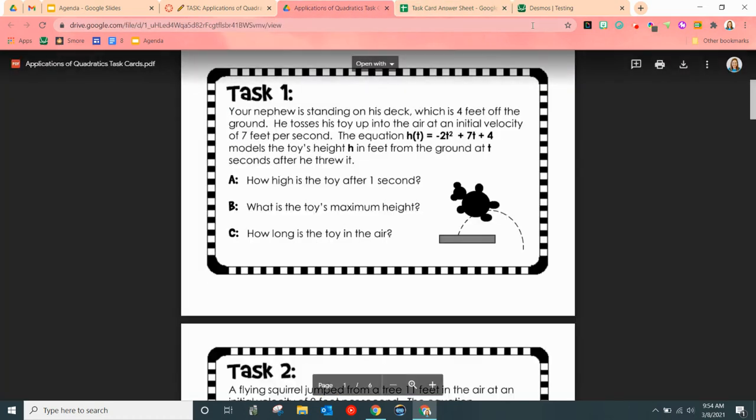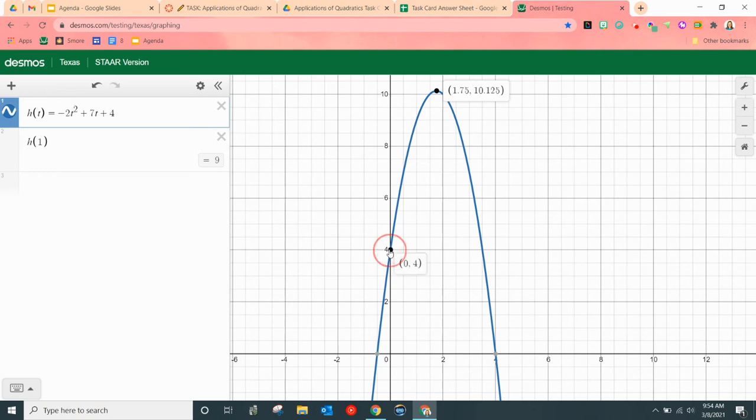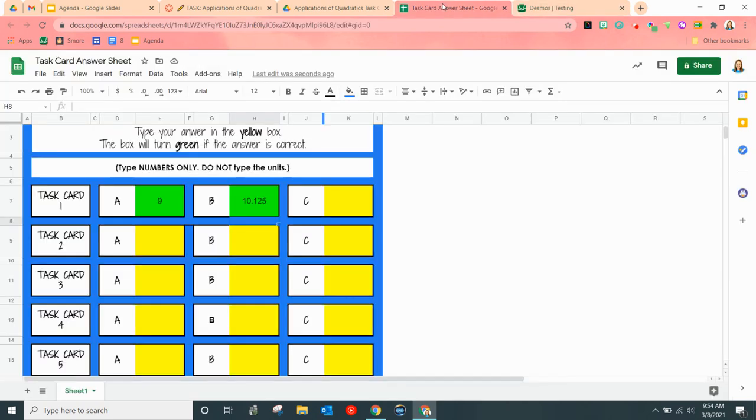Okay, how long is the toy in the air? Well, look, here's where it started because your nephew's on the deck. Throws it up, and then it comes down and hits the ground, right? So this is the total time it was in the air. You don't have to estimate this. The point is going to tell you. If I want to know how long it was in the air, that's when it went up and then hit the ground. When it's on the ground, it's finished its flight. But how long did that take? Your X value here is the time that it took to get to 0 feet off the ground. Well, it took 4 seconds. So that must be how long it was in the air for. A total of 4 seconds. Got it right.